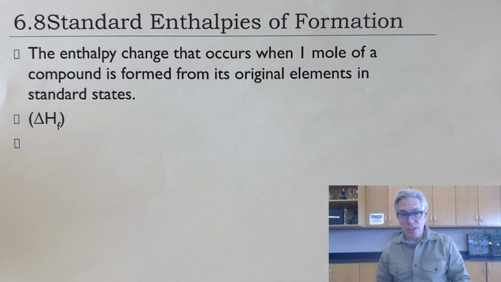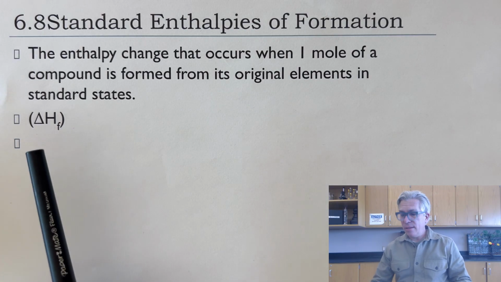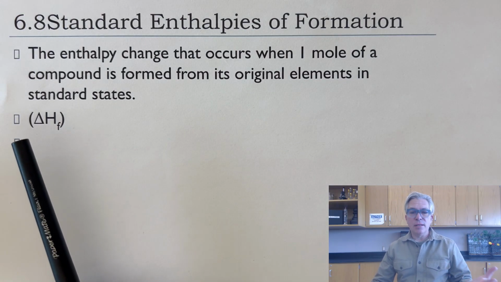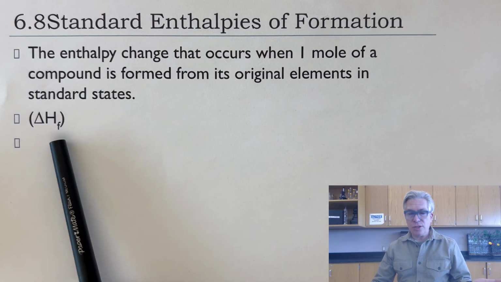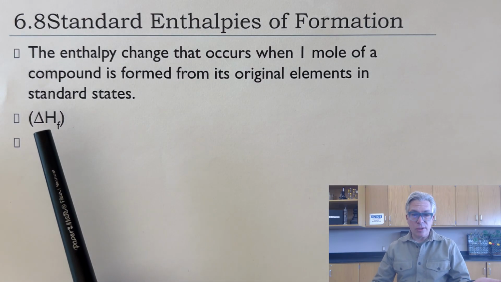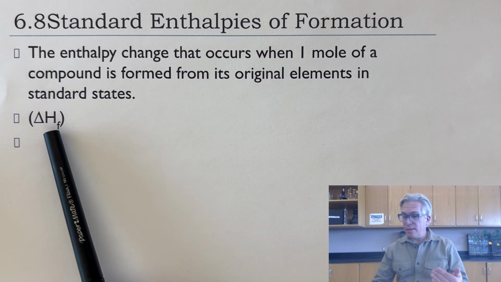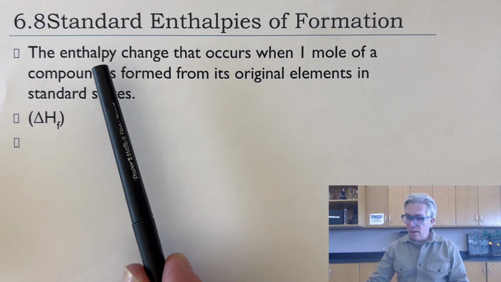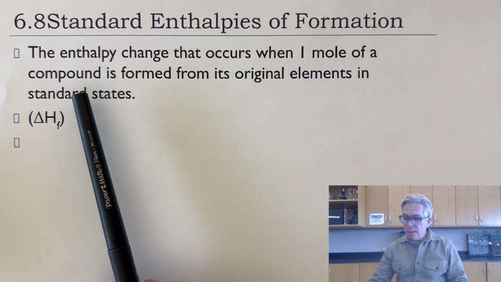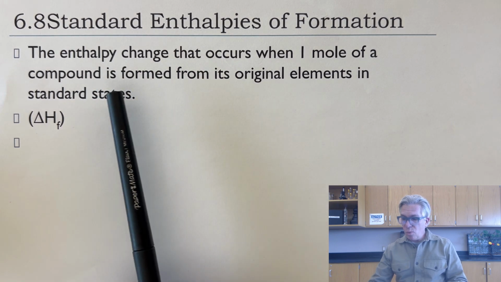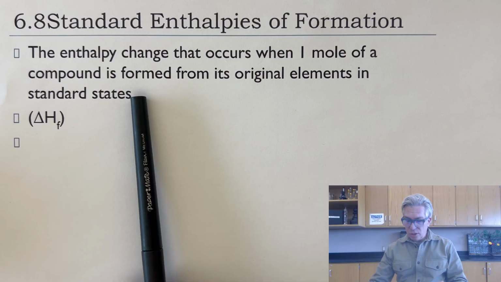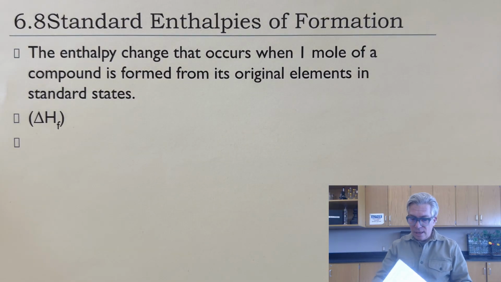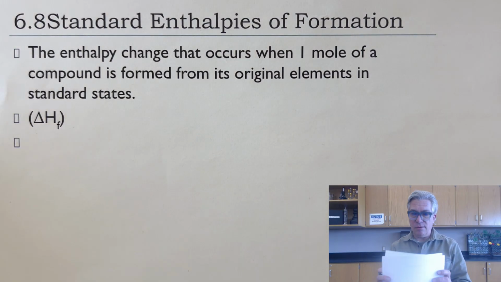A common theme for this chapter is how do we find delta H? How can we find delta H for a process or a reaction? And a second way, we just learned about bond energies, a second way to find the delta H for a reaction is by using something called standard enthalpies of formation. The enthalpy change that occurs when 1 mole of a compound is formed from its original elements in their standard states is the standard enthalpy of formation.